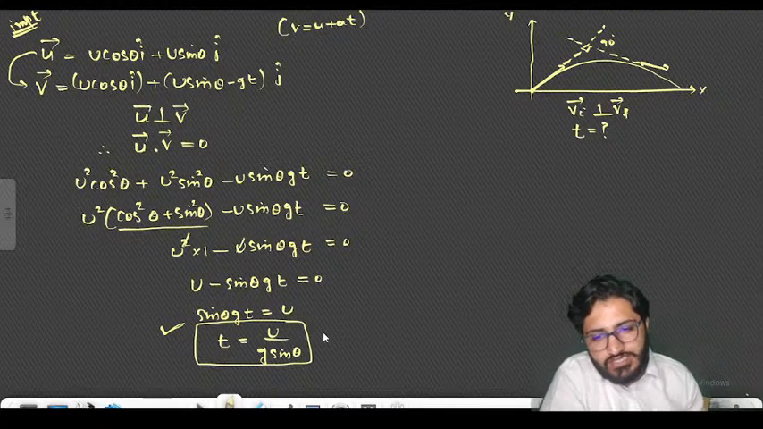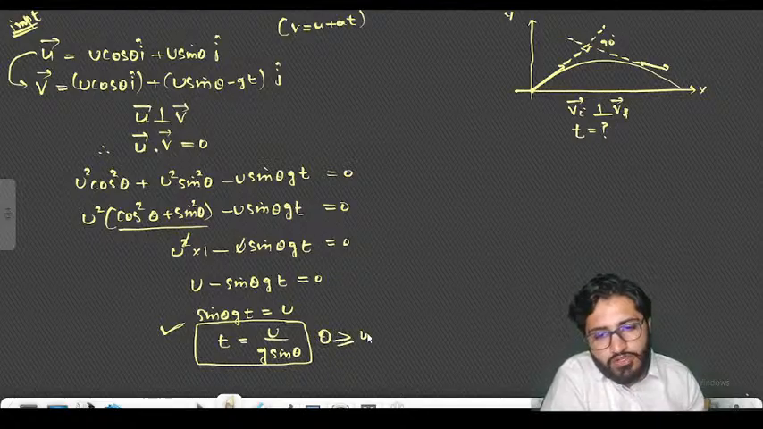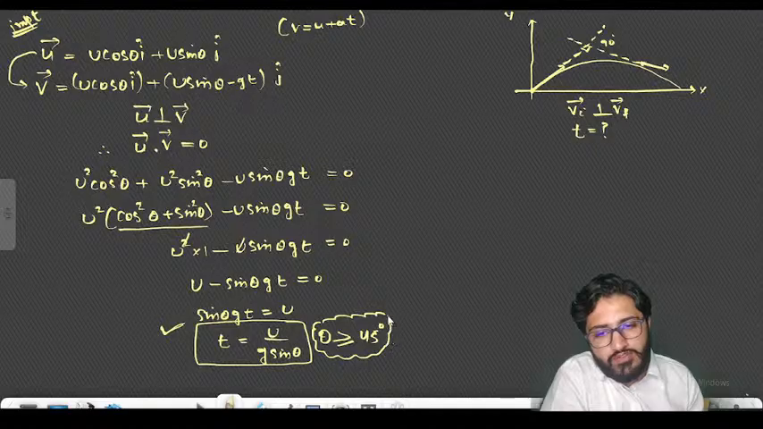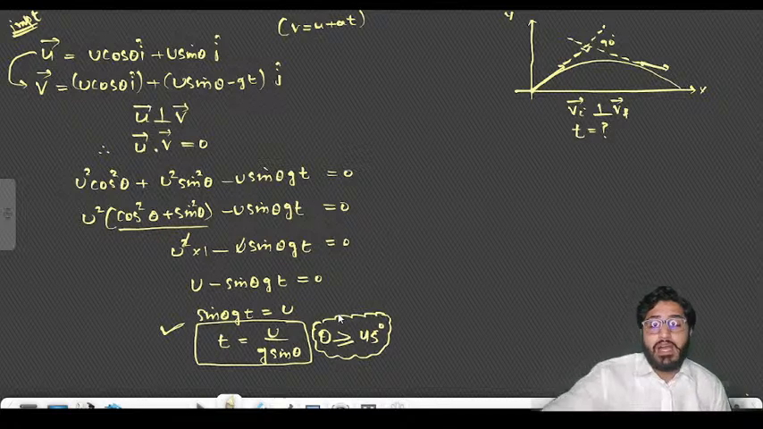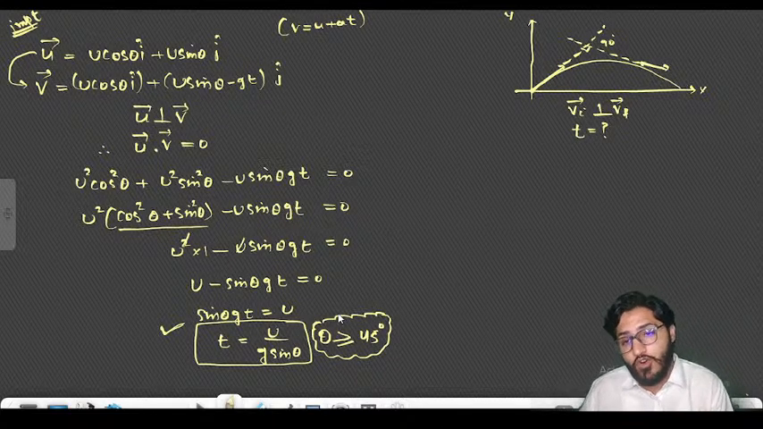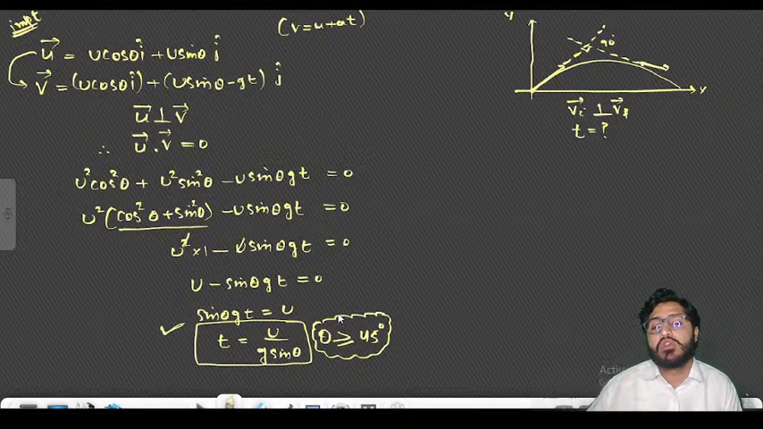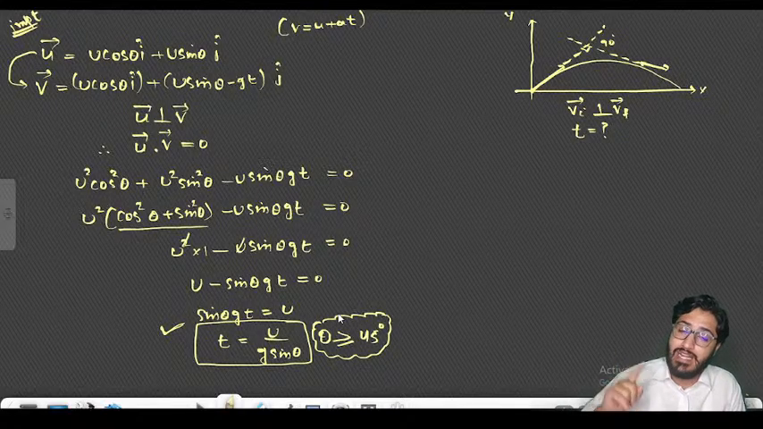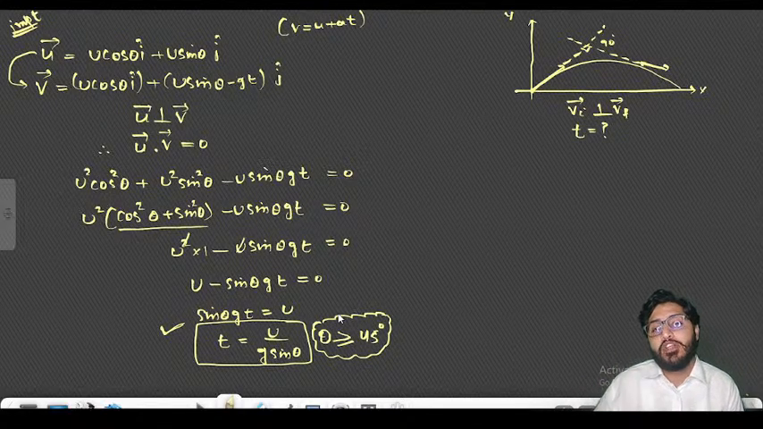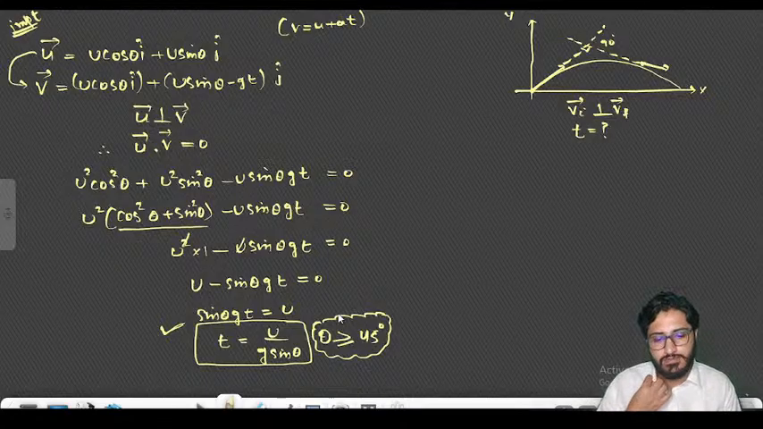But one condition is there. This is only valid when my theta is more than or equal to 45 degree. If my theta is less than 45 degree, then my particle will strike the ground before becoming perpendicular to the initial velocity vector. Done?